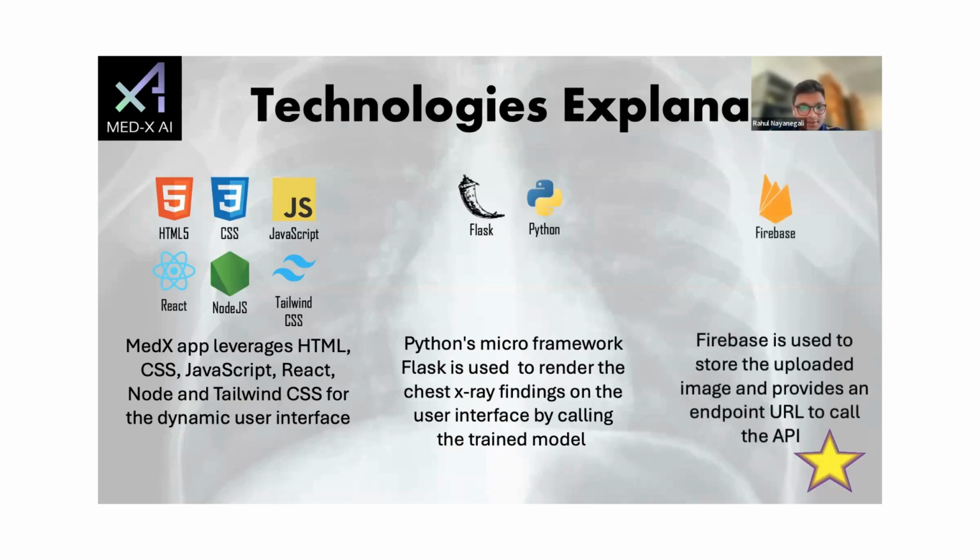Next, we are going to database. So we have integrated Firebase for secure image storage and API access. So here we are storing the uploaded images and which Firebase in turn provides an endpoint URL, which we can use to call the API.